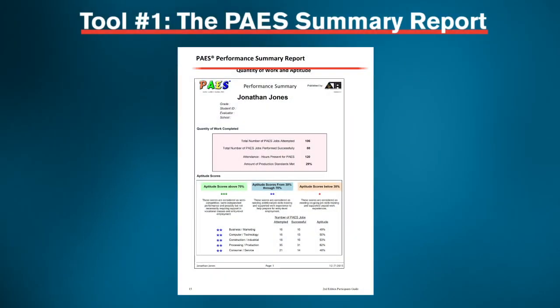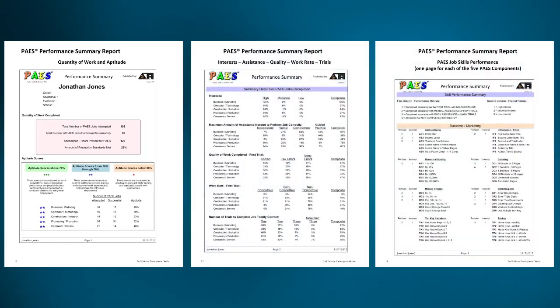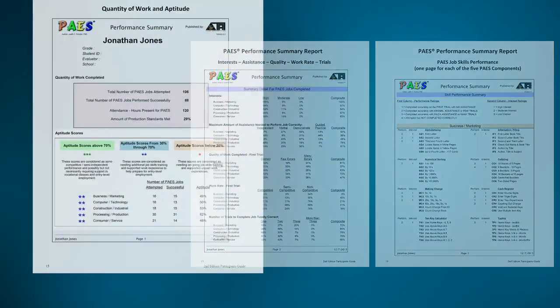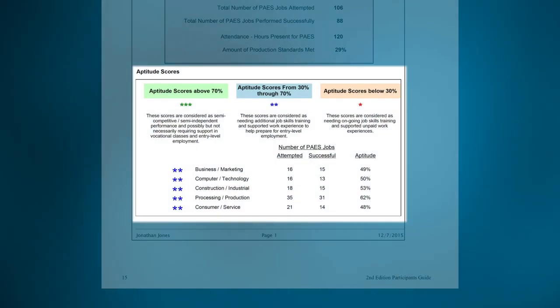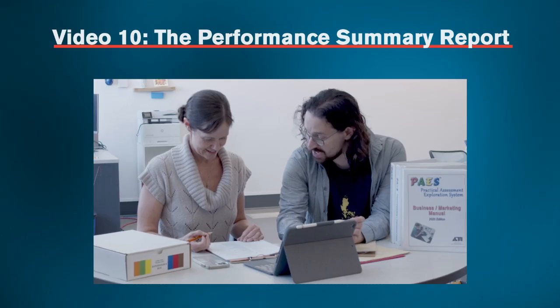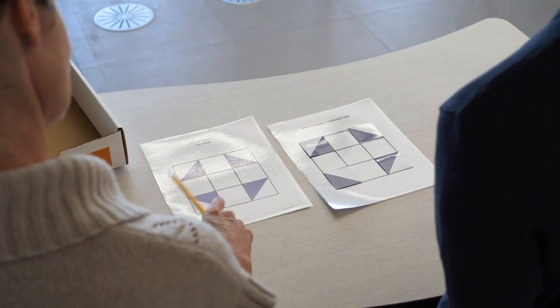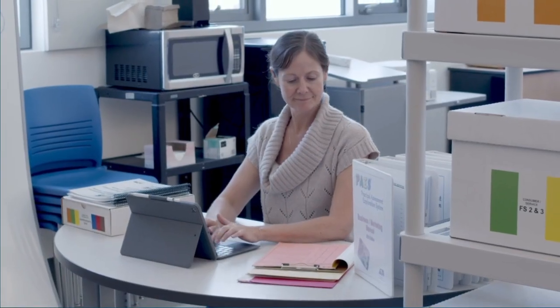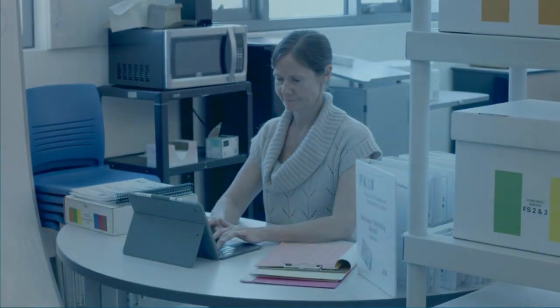The first and primary PAES tool you can use to create effective transition goals is the PAES Performance Summary Report. This report features aptitude scores for the 5 component areas which correspond to a variety of employment options. We covered it in detail in video 10, the Performance Summary Report. It is constructed from an employee's assessment conducted during the lab. This report is integral to creating transition goals and objectives for employment.